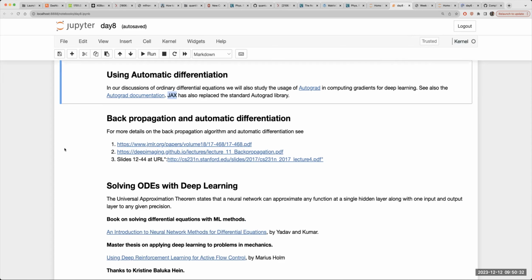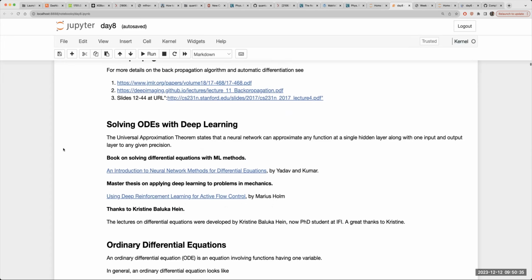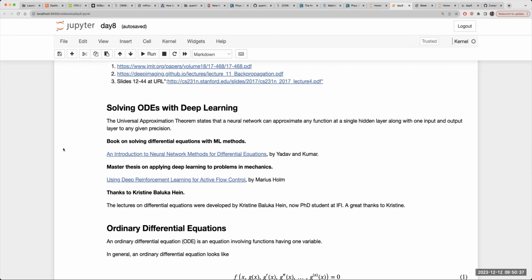There are some notes on automatic differentiation and backpropagation if you're interested in looking them up. But what I wanted to say something about now is how we solve differential equations with deep learning methods. The basic philosophy is extremely simple. There are also some interesting implementation examples in this master thesis, and you also have a book by Yadav and Kumar on how to solve differential equations with neural networks.